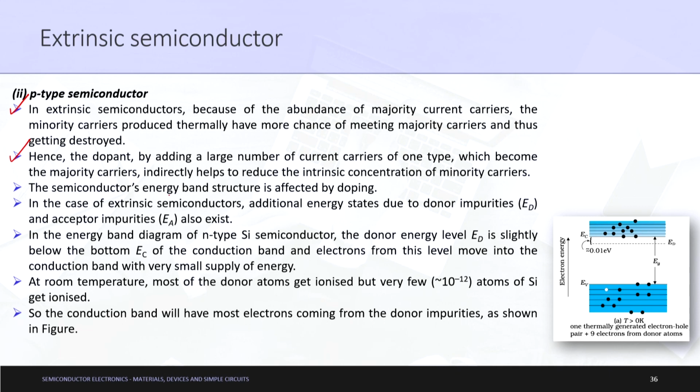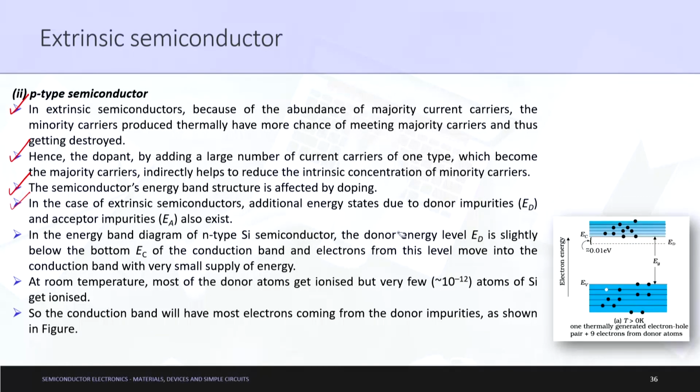The semiconductor's energy band structure is affected by doping. In the case of extrinsic semiconductors, additional energy states due to donor impurities ED and acceptor impurities EA also exist. So, the concept we understood in band theory of solids, in which there was an energy gap EG existing, undergoes a further modification due to the addition of doping. What this modification is, is being explained in this line.